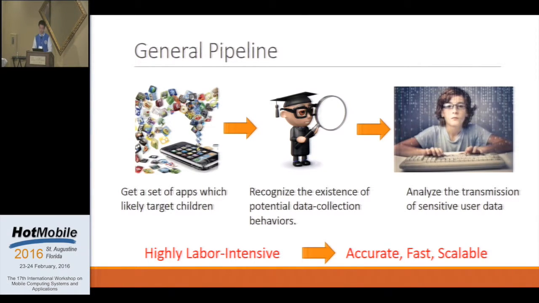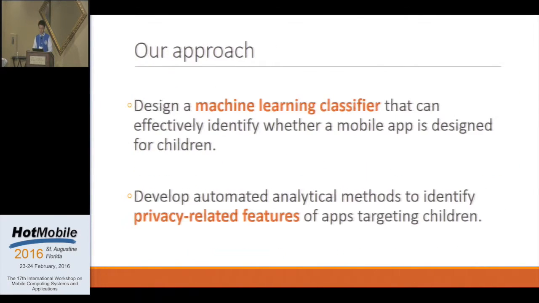In particular, in this work, we focus on the first two parts. Generally, our work can be separated into two parts. The first is that we design a machine learning classifier that can effectively identify whether a mobile app is designed for children or not. The second is that we develop automatic analytical methods to identify some privacy-related features of apps targeting children. Note that our work aims to assist instead of replacing the role of the FTC. We aim to filter out from a million apps to a few thousand potentially problematic apps and help prioritize things a bit.